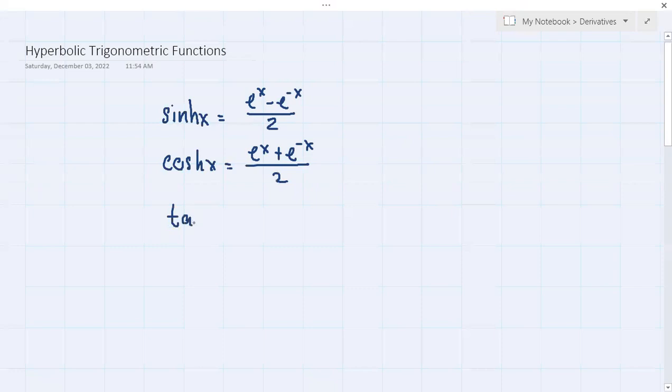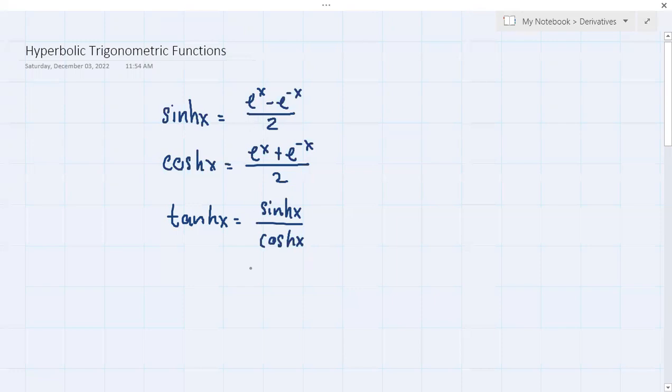So, paano naman kaya kapag tangent hx siya? Okay? So, alam niyo yung reciprocal identity? Yung kumbaga, sine x is just the same as 1 all over cosecant x. Cosine x is just the same as 1 all over secant x. Yung mga ganun. The same din sa hyperbolic trigonometric function. So, kung dito, if we have tangent x as sine x all over cosine x, then we have tangent hx as sine hx all over cosine hx.